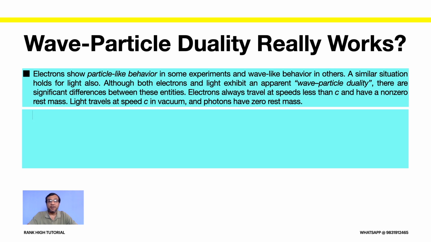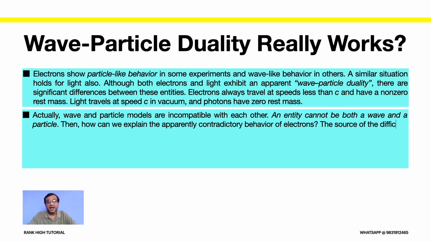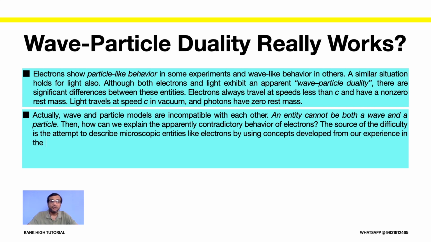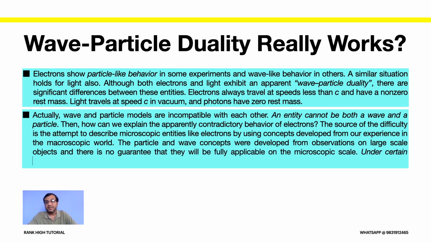Actually, wave and particle models are incompatible with each other. An entity cannot be both a wave and a particle. Then how can we explain the apparently contradictory behavior of electrons? The source of this difficulty is the attempt to describe microscopic entities like electrons by using concepts developed from our experience in the macroscopic world. The particle and wave concepts are developed from observations on large-scale objects, and there is no guarantee that they will be fully applicable on the microscopic scale.